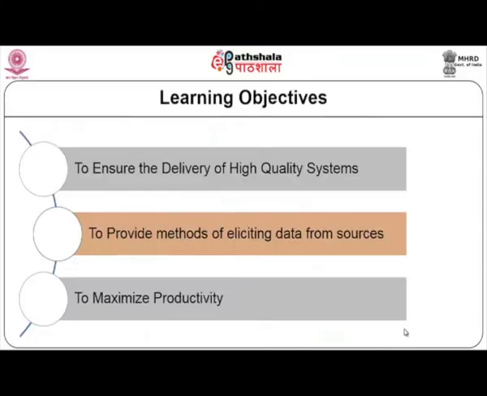So the learning objectives for today's session include ensuring delivery of high quality systems. For delivery of high quality systems, initially we have to understand the end user requirements. We collect requirements from different stakeholders also, so that it becomes more quality centric, so that we avoid the gaps between the end users and the developers.